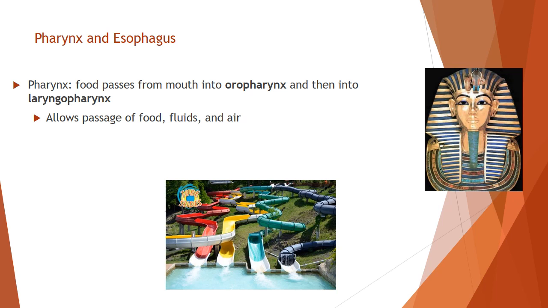The oro is the one that nears the mouth, and the laryngo goes down and meets it right before the split, where you have the esophagus going one way and the trachea going the other way. During those areas, food and fluids pass through, but also air passes through. So remember, the pharynx has a lot of things that pass through.